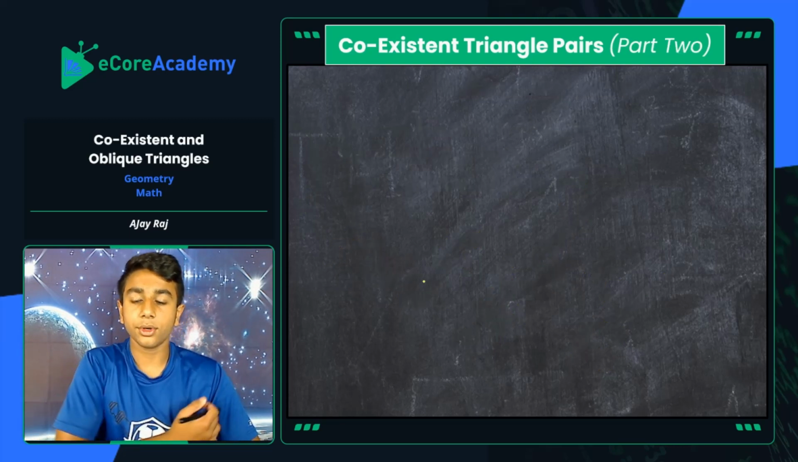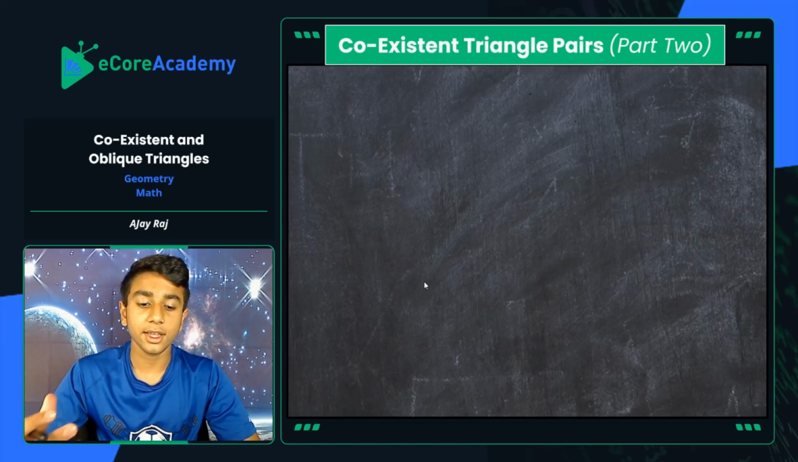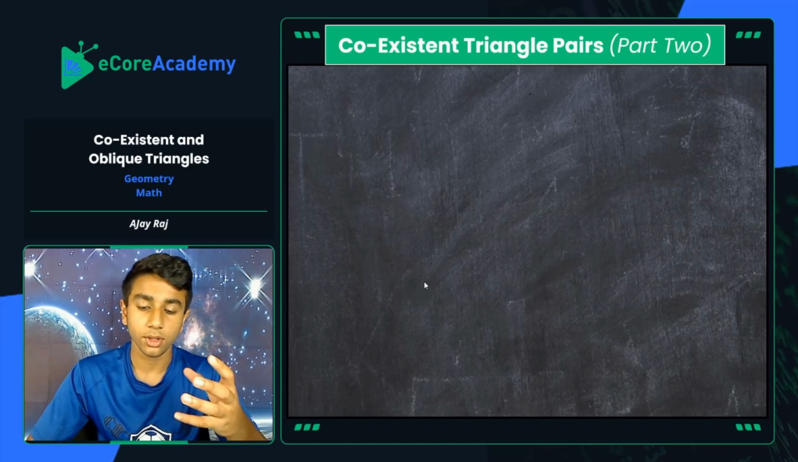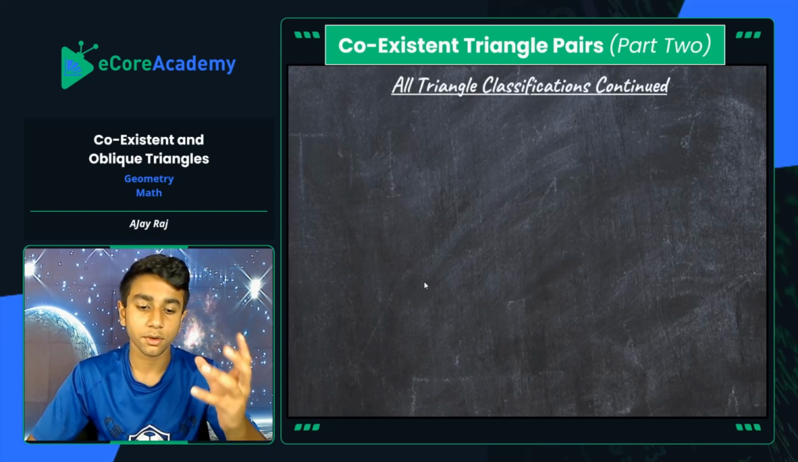Now let's move on to our coexistent triangle pairs part 2. And now we're going to see all the possible combinations for side lengths that you can put with a right triangle that's given. So all triangle classification continued, and this is specifically for a right triangle.